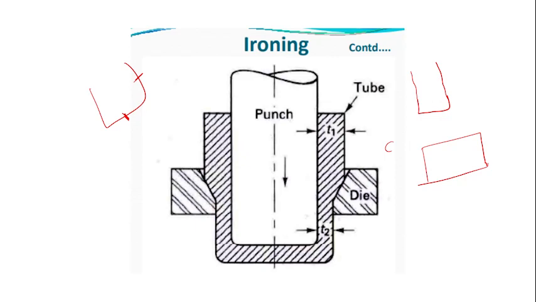The ironing process is where you have one drawn cup, and you are reducing the thickness of that cup. That is already a cup, already formed in a shape. Now you are giving another shape, or just reducing the thickness of the wall. So the initial product is already a cup, and we are just reducing the dimension. Yes, ma'am?